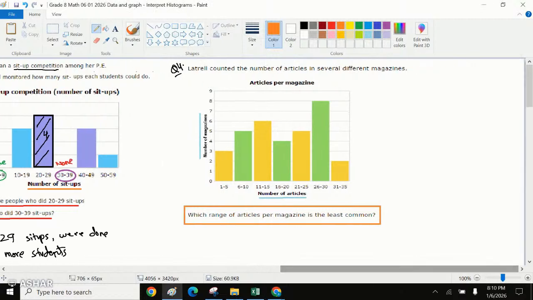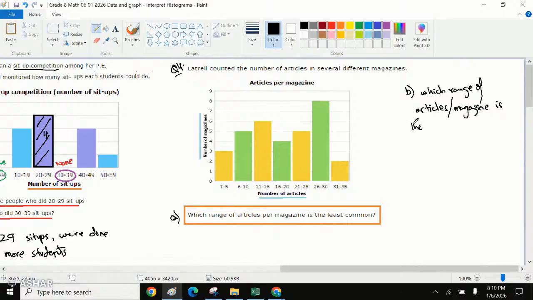Okay, let's add a few parts to this. Okay, this is part A. Let's add another part. Which range of articles per magazine? The slash refers to per, right? Per year, per magazine is the most common, right? So in part A, they're asking us for the least common.